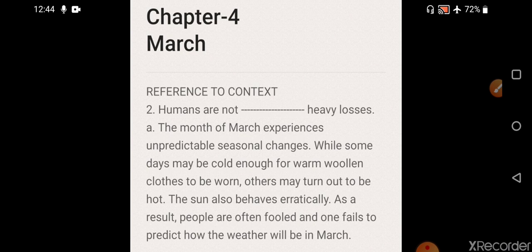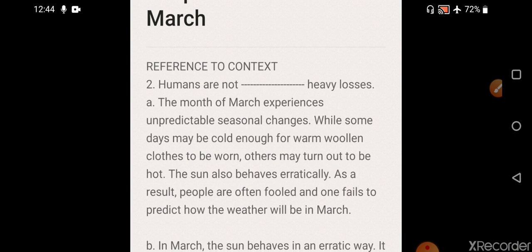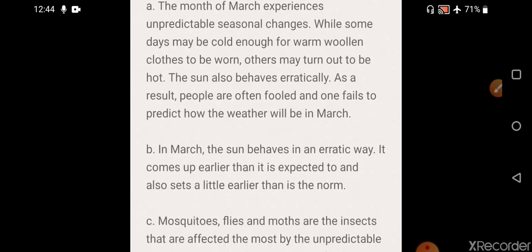And because of this unpredictability, the insects are also the ones who suffer, because now we don't know what kind of weather is going to be. The same goes with the insects. So the month of March experiences unpredictable seasonal changes. While some days may be cold enough for warm woolen clothes to be worn, others may turn out to be hot. The sun also behaves erratically. As a result, people are often fooled and one fails to predict how the weather will be in March.